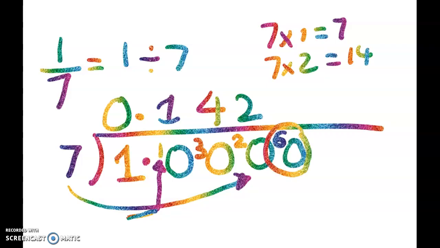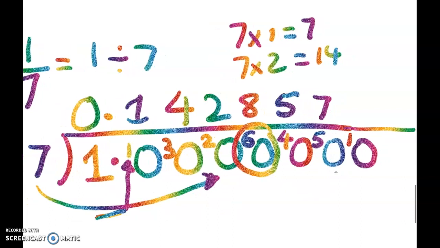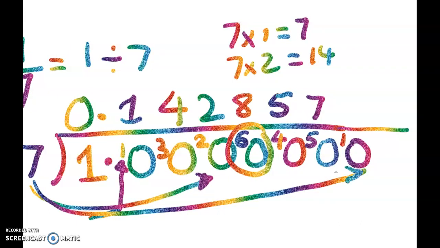So each time we're carrying here, 7 times what will go into 60? 7 eights are 56. And I've got 4 left over. What will go into 40? 7 fives. And now I've got 5 left over. 7 sevens are 49. I've got 1 left over. 7 times what is 10?